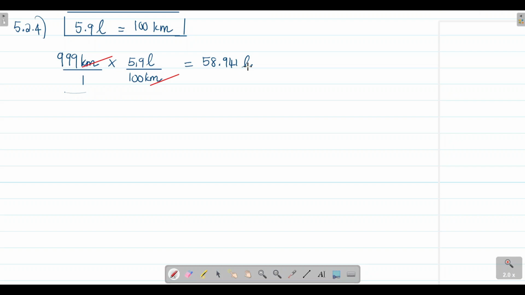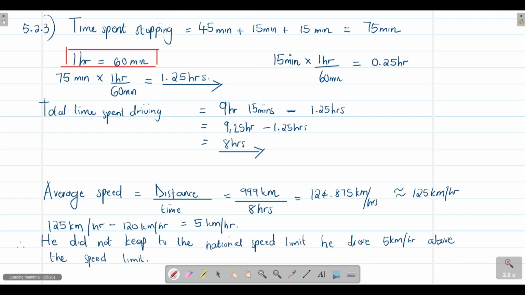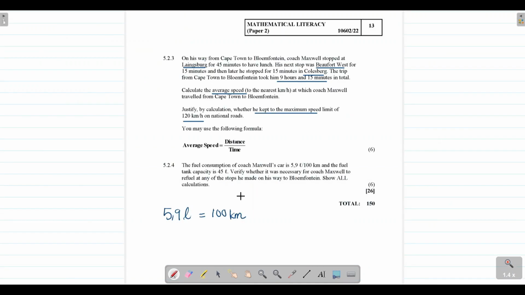How did they get to that 5,000? If you punch that into your calculator, that is the correct value that you're supposed to get. And that tells us that for Mr. Maxwell to travel from Cape Town to Bloemfontein, he will need 58.941 liters of petrol. However, we are told that his fuel tank capacity is 45 liters, meaning that his car can only take 45 liters of petrol.